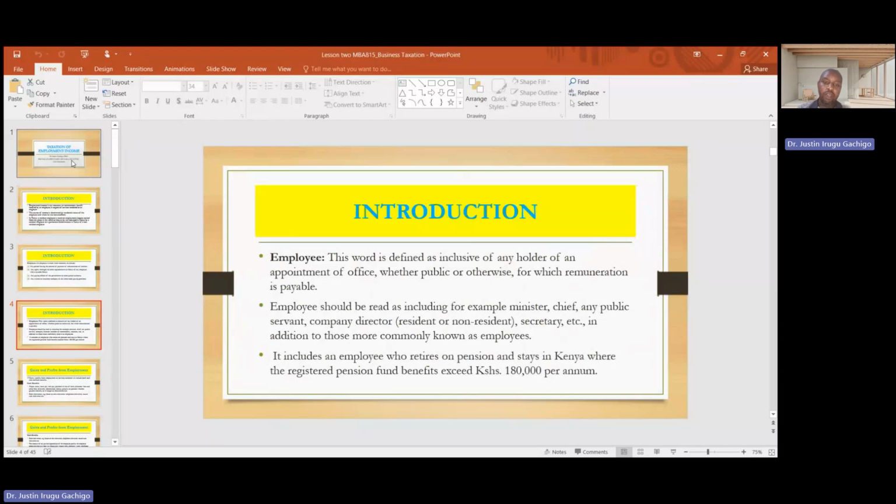It includes an employee who retires on pension and stays in Kenya, where the registered pension fund benefits exceed Kenya shillings 180 per annum. So those are the employees that we have as per our Income Tax Act.